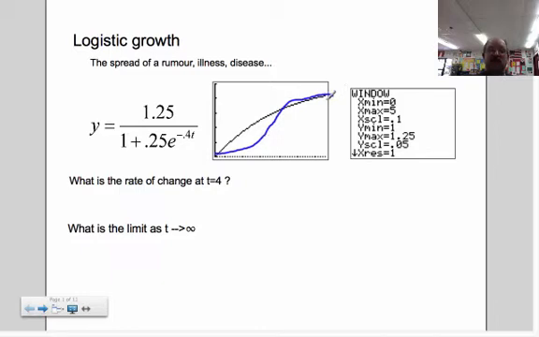because most people have the disease, and there's no one else to give it to, so it levels off. And that's called logistic growth.